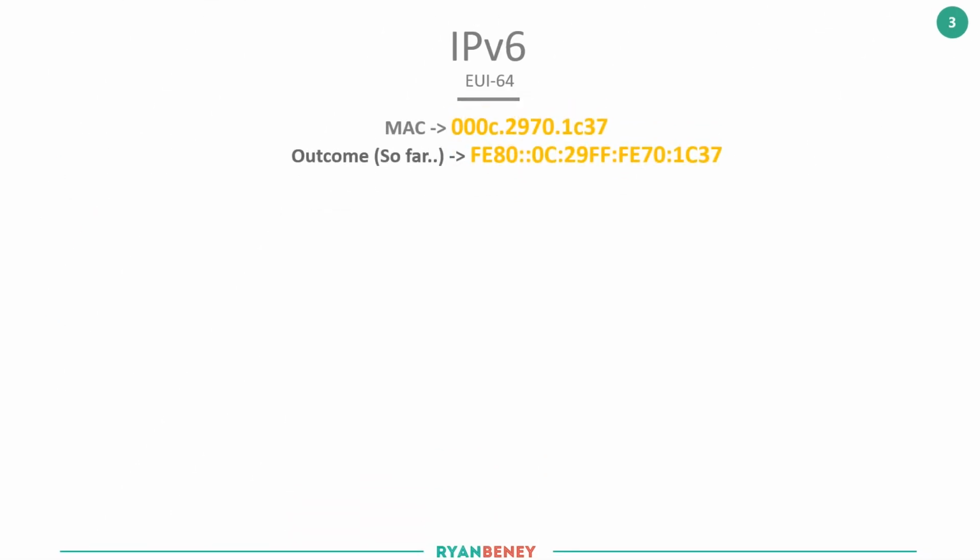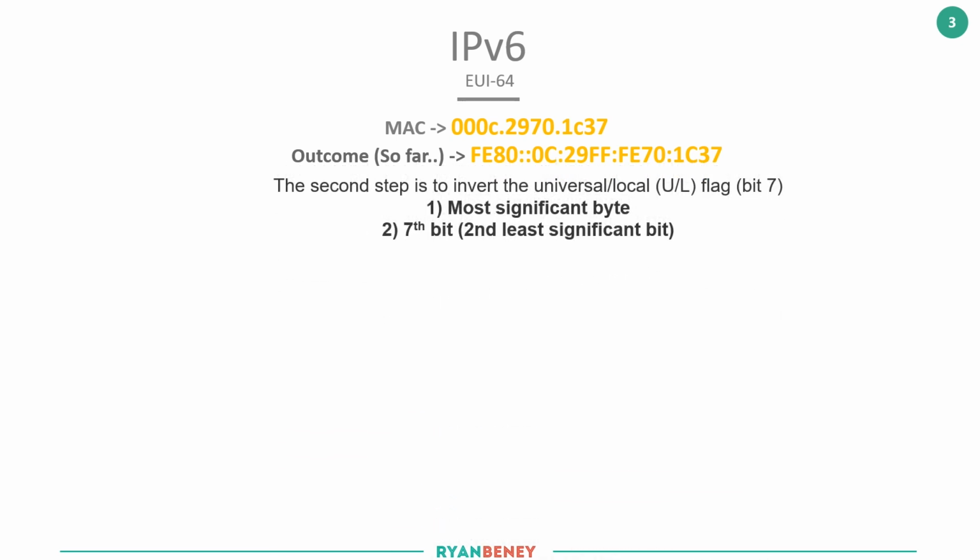So far we've got our MAC address and we've popped FFFE into the middle of that to make our 64 bits. Now, for the second and final step, we need to invert the universal or local bit, and this is the 7th bit in the most significant byte. When we use the terminology significant and least significant, we're talking about left to right. Remember, when we write out decimal, the biggest numbers are on the left, and we go to the smallest numbers on the right. When we say most significant, we're talking about the highest on the left.